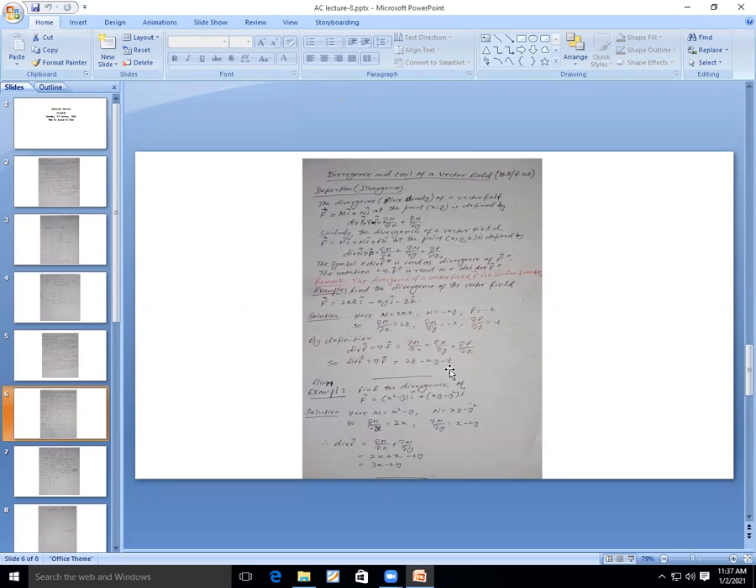Another example: find the divergence of the vector field f, which is defined as (x squared minus y) i vector plus (xy minus y squared) j vector. So you see here this function is in 2-space because you have i vector and j vector.